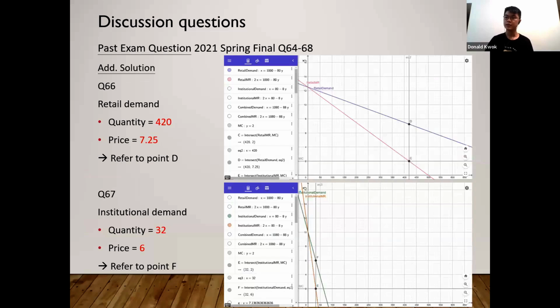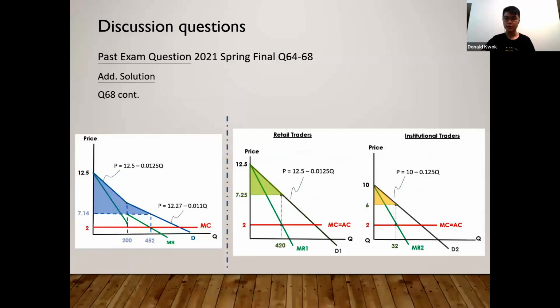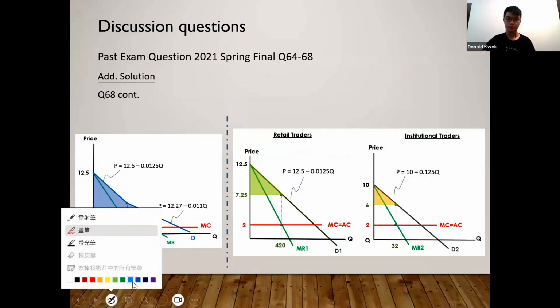All right, so question 68, to find the difference in consumer surplus comparing the single price scheme and the dual price scheme. So under the single price scheme, the simple monopoly pricing, what would be the consumer surplus? We just need to refer to the diagrams here first for better understanding. We use the combined demand curve to find the consumer surplus under simple monopoly pricing. At the price of 7.14, the corresponding consumer surplus will be this.